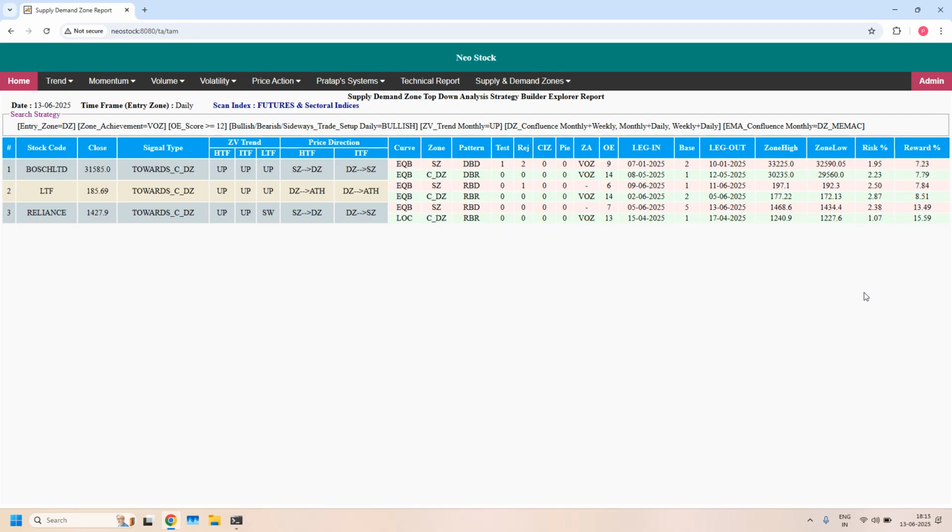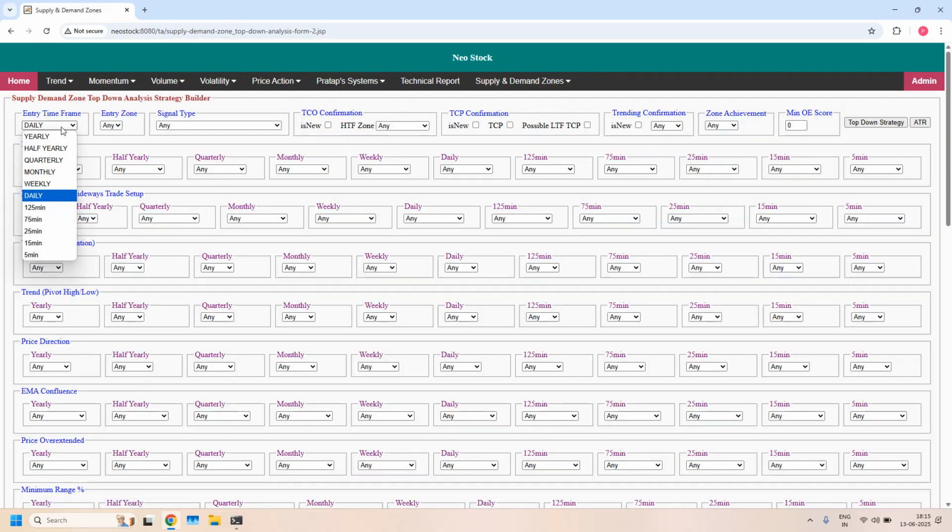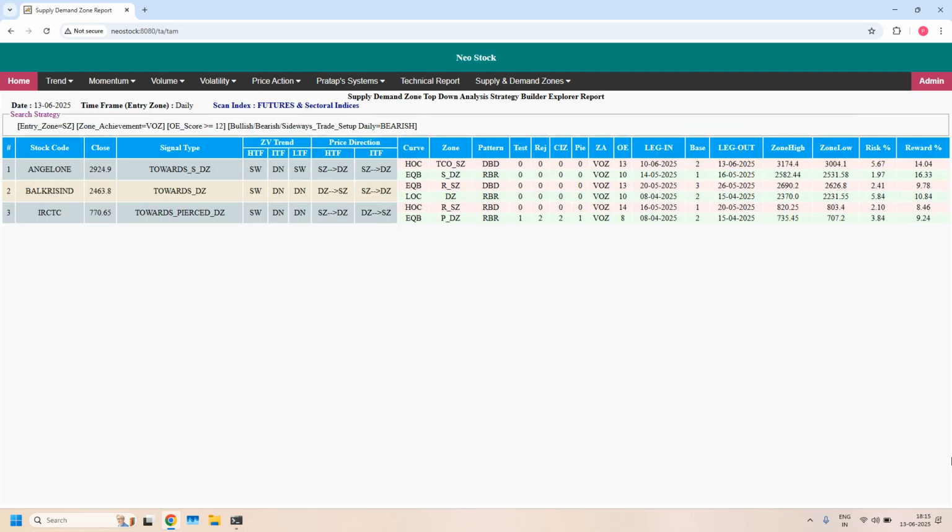Okay, next we will generate the bearish trade setup for the monthly income trade. Entry time frame daily, entry zone supply zone, bullish or bearish. At the daily time frame I am selecting bearish. Zone achievement violated opposing zone, minimum odd enhancer score 12. Now both these filters are applied to the daily supply zone. Let's filter. We got 3 stocks supporting the bearish trade setup for the monthly income trade. Entry time frame zones are daily supply zones.